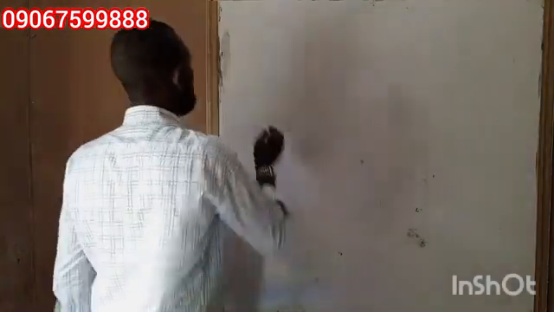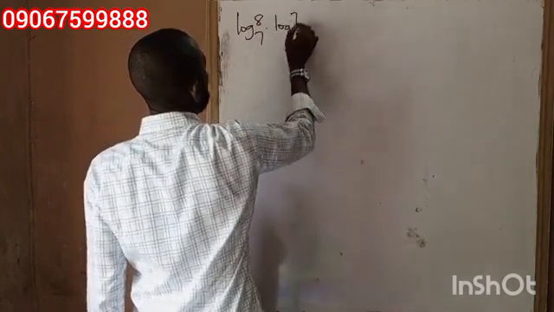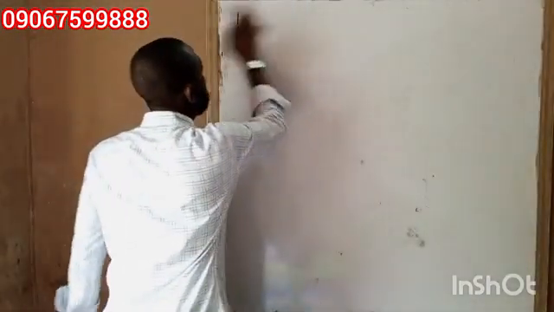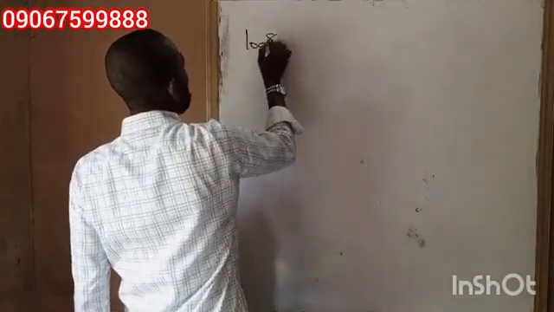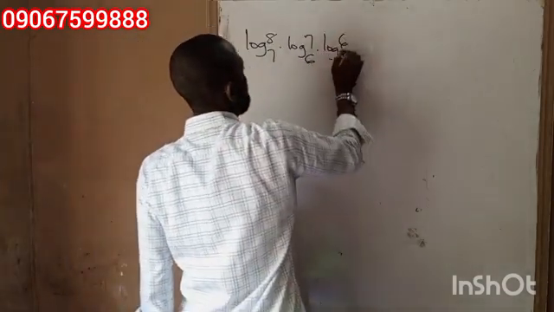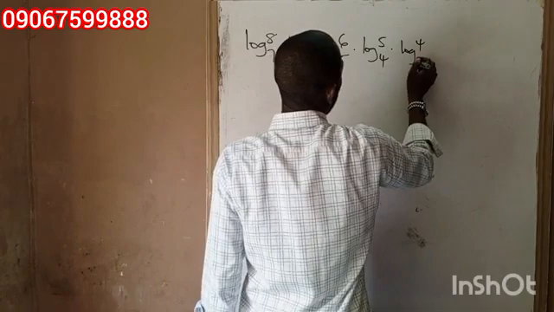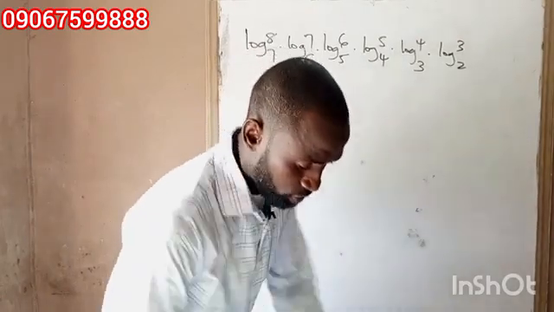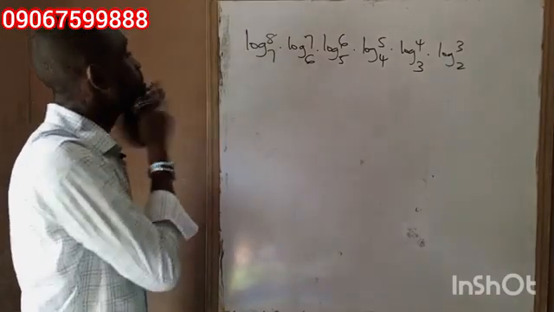Okay? Look at this one. Log 8 base 7 times log 7 base 6 times log 6 base 5 times log 5 base 4 times log 4 base 3 times log 3 base 2. How do you solve this? We also simplify. Alright. Look at the question.